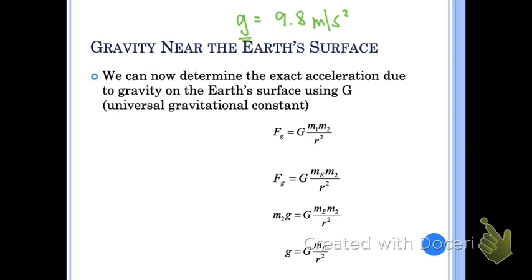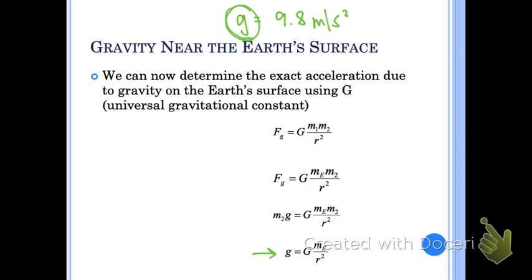Do our things start floating on the top of Mount Everest? No. But when we get all the way out to like the moon, acceleration due to gravity is only like 1.6, 1.7. So we see a big decrease. And so now we're going to be able to calculate the acceleration due to gravity, or little g, at any point on any planet, right? Using this equation down here at the bottom.